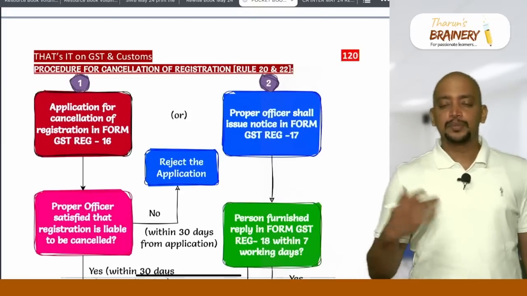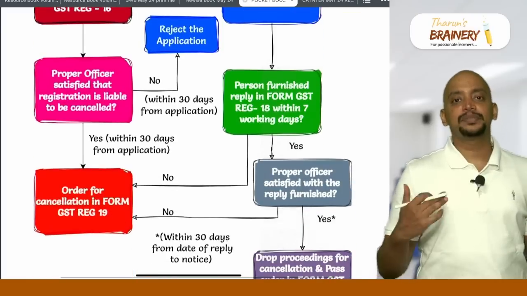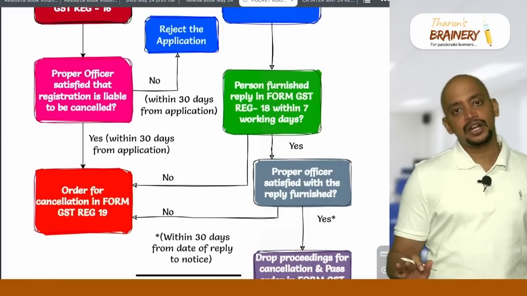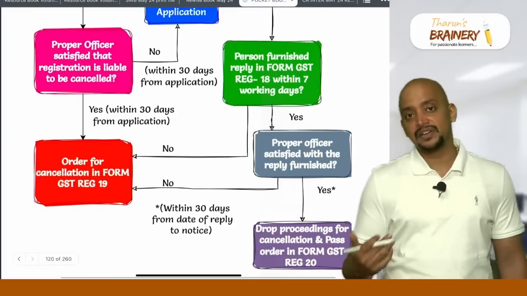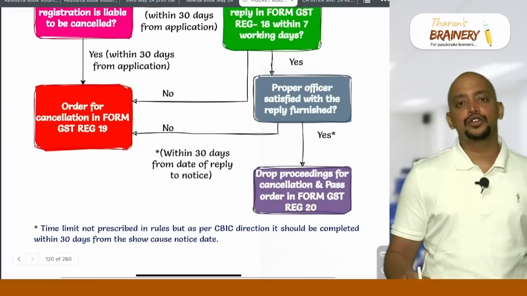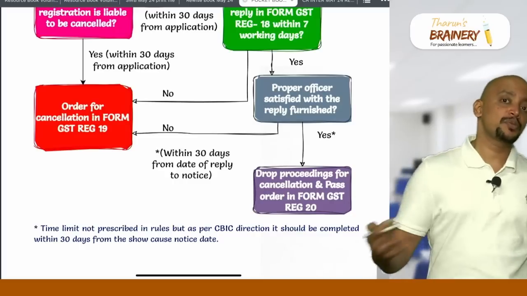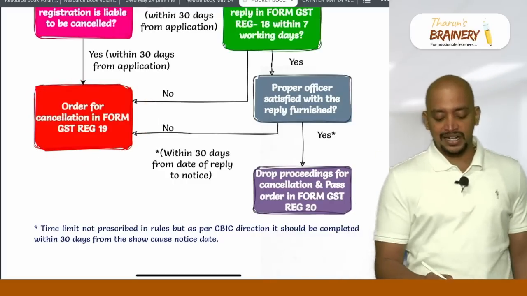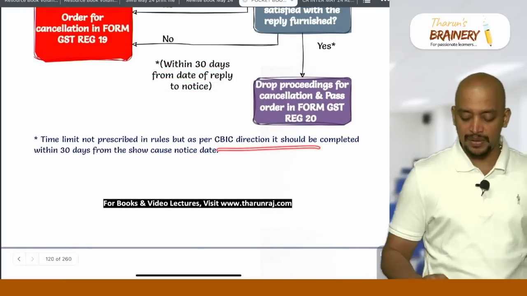Or the proper officer gives a notice for cancellation in REG 17, then the person has to give a reply to the notice within 7 working days. If he has not given a reply, they will pass a cancellation order. If he gave a reply and the proper officer is satisfied with the reply, then he will drop the proceedings and will not initiate cancellation. Whereas if the proper officer is not satisfied, they will pass the order for cancellation, but that has to be done within 30 days. But this 30 days is not given in the law, this is based on CBIC direction.